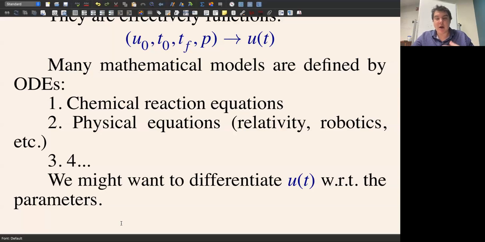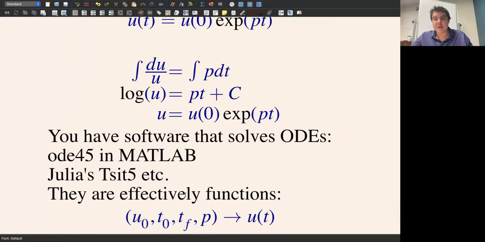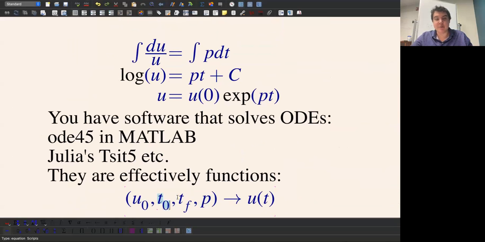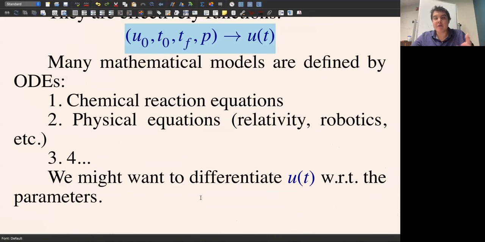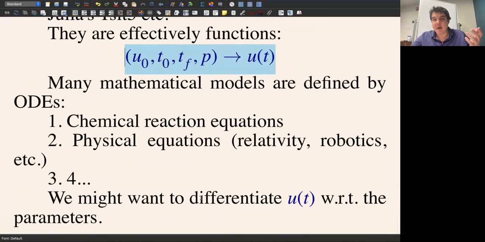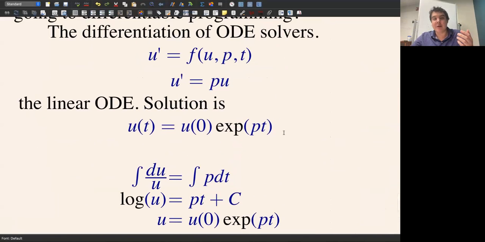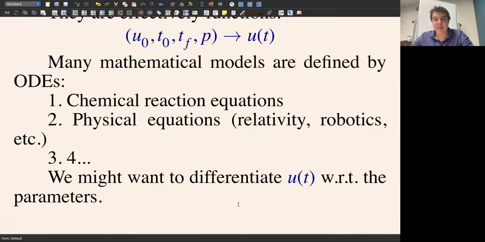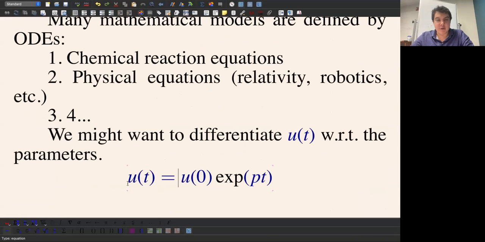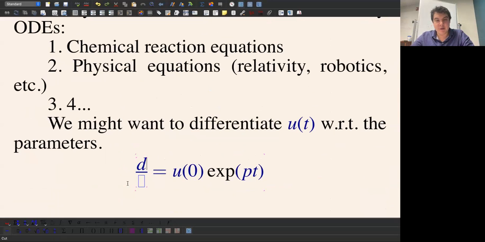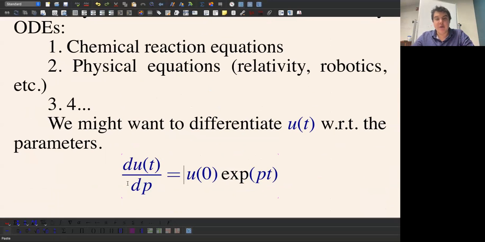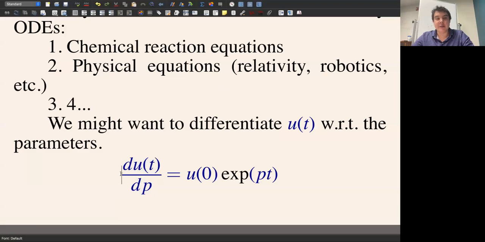So how might you do that? Well, it is just a function with respect to parameters. It's also a function with respect to t0 and tf and your initial condition. So what we want to do is find out how to differentiate this thing with respect to p. If you just look at the linear case fairly quickly, if you want to take the derivative du(t)/dp, the first thing you should note is that the derivative of u of t is actually a function of time. It itself is a function of time.